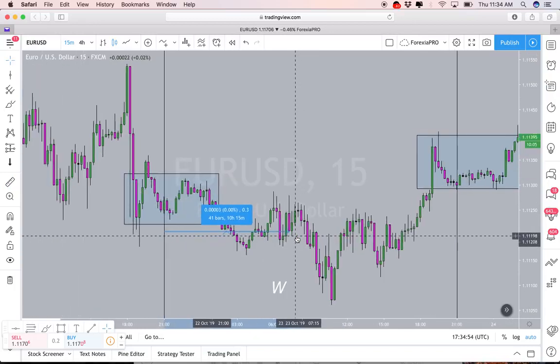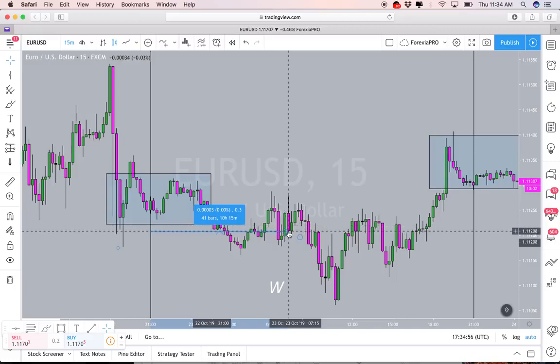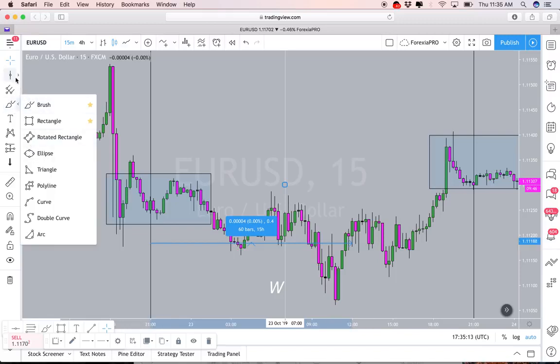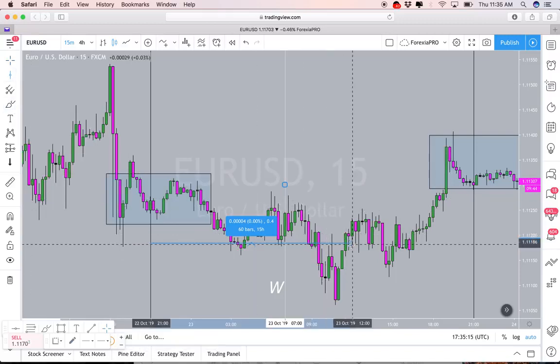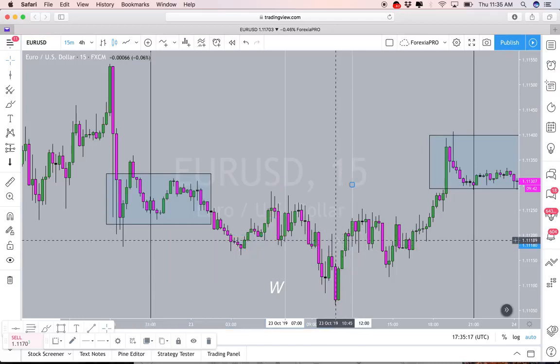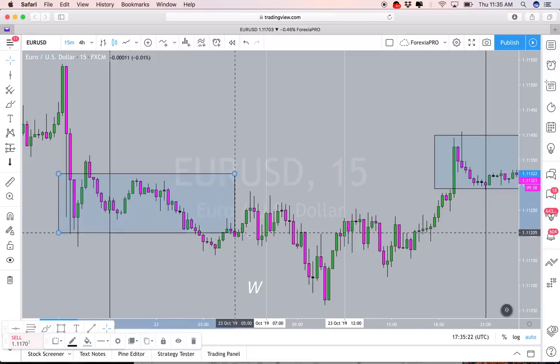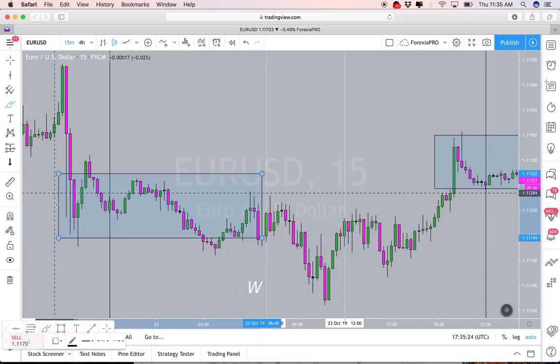Okay, here we have, once again, London session open right around here. And 5 hours later, we have New York session open. Meanwhile, most retail traders are trading this consolidation.